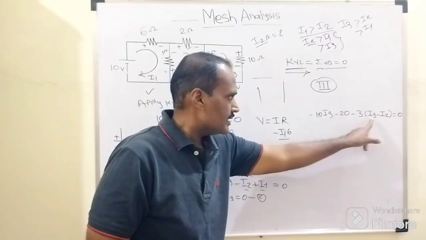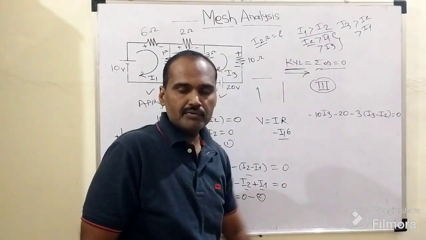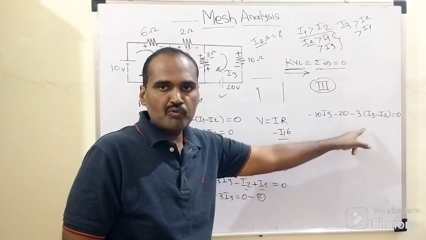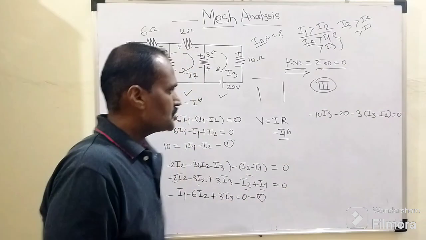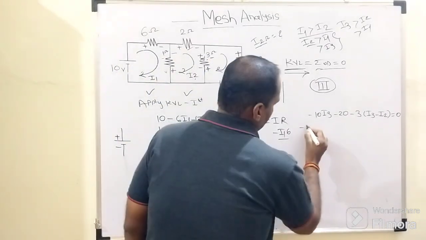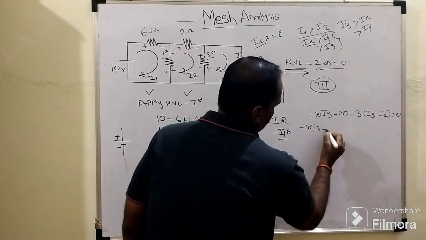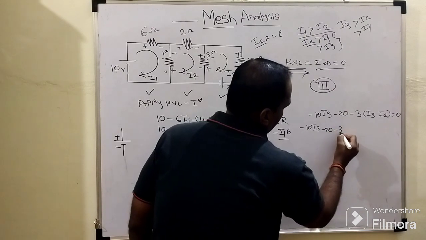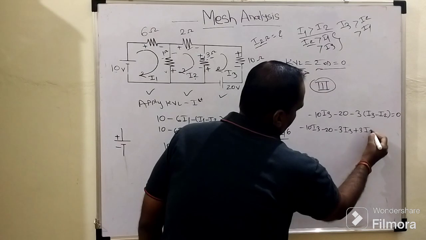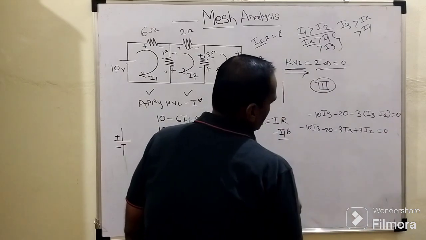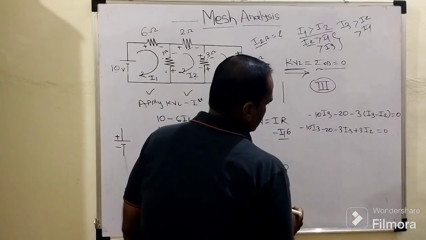So the equation will become minus 3 times (I3 minus I2) equals 0. The algebraic sum of all ohmic drops belonging to that closed conducting path is equated to 0. Then we need to rearrange this equation, so it will become minus 10 I3 minus 20 minus 3 I3 plus 3 I2 equals 0. So we don't have any I1 terms.